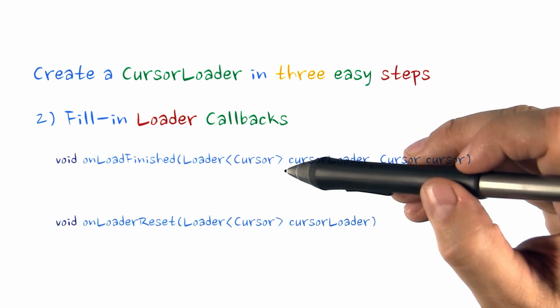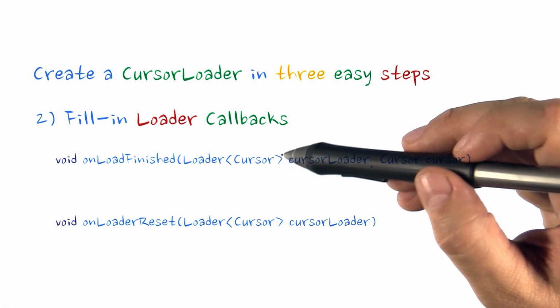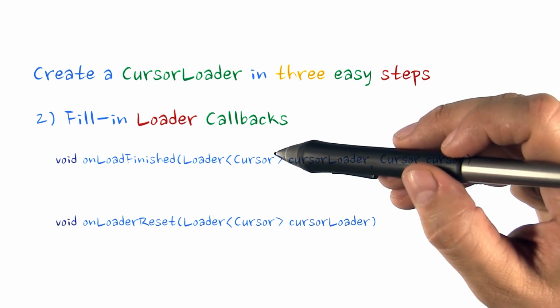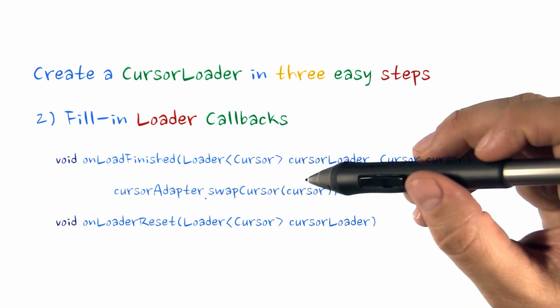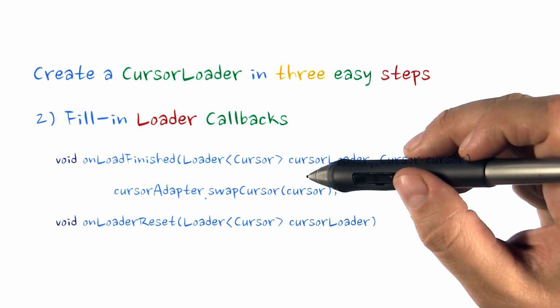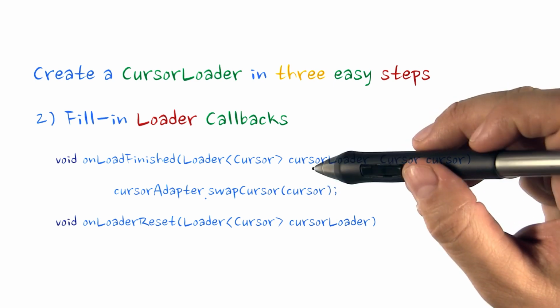OnLoadFinished is called when the loader completes and our data is ready. To use the data in our cursor adapter, we just call swapCursor, but this is where we would also perform any other UI updates we'd want to make when the data is ready.